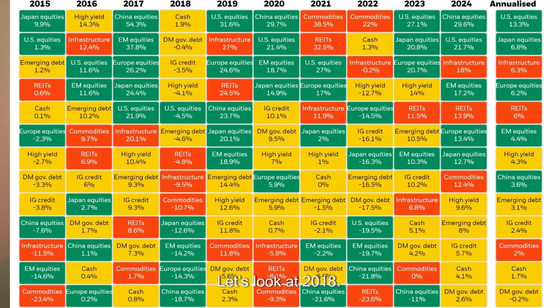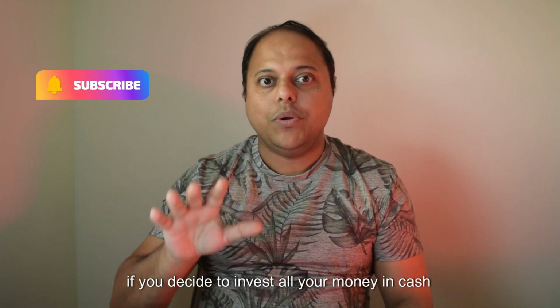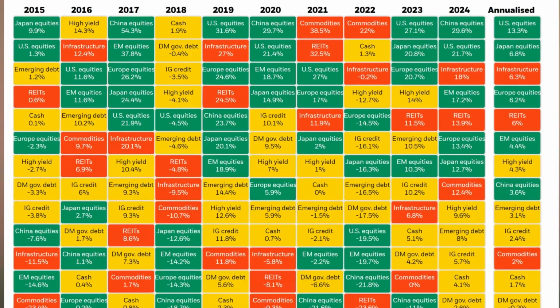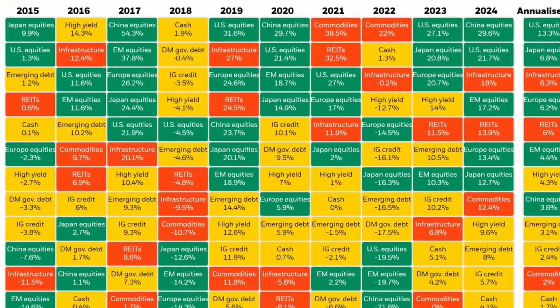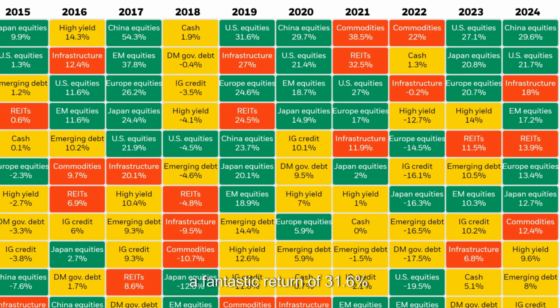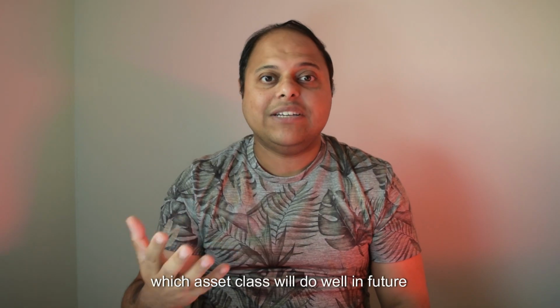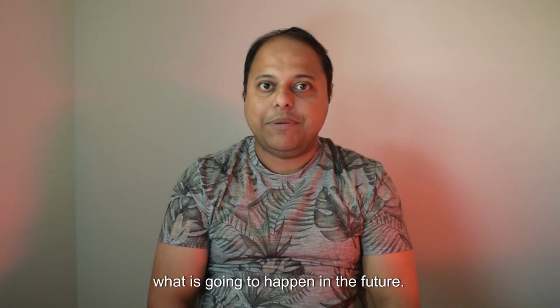Let's look at 2018. You can see that cash has given the best return amongst all asset classes, including equity, bond, real estate, and everything else. So based on this data, if you decide to invest all your money in cash in 2019, you will miss out on the opportunity to make a lot of money. As you can see, the US equities gave a fantastic return of 31.6% in that year. So it's really difficult to predict which asset class will do well in future because nobody knows what is going to happen in the future.